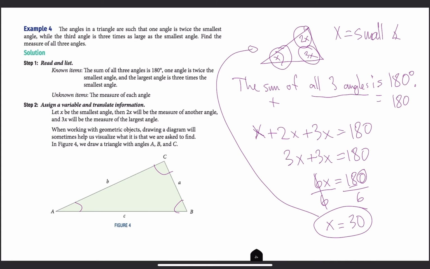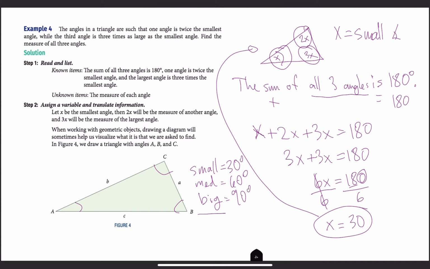Oh, so that means the small angle is 30 degrees. And then another angle, the medium angle in this case, is 2 times x, so 2 times 30, so it's 60 degrees. And then there's a big angle. And that's 3 times x, or 3 times 30, or 90 degrees.